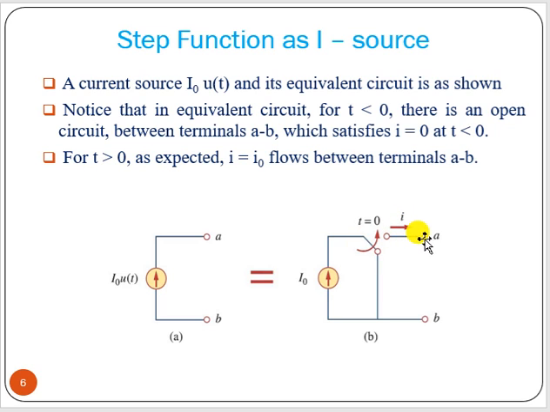This current I is 0. Now when t equal to 0, what happened? This switch moves to this upper position. So then I0 current flows.